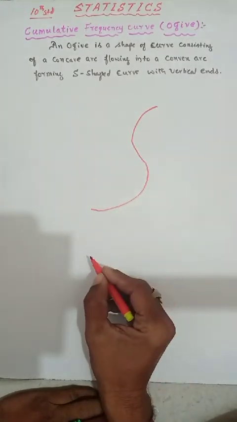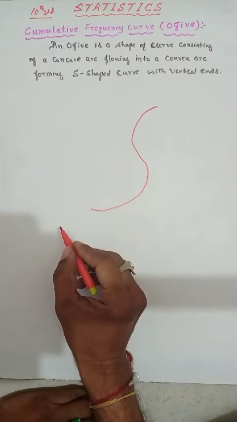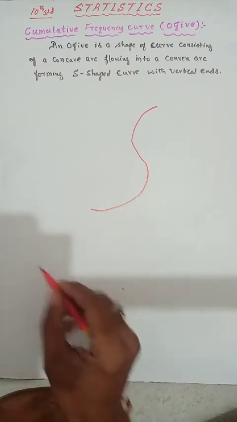This is of two types: one is the less than type, and the other is the more than type.